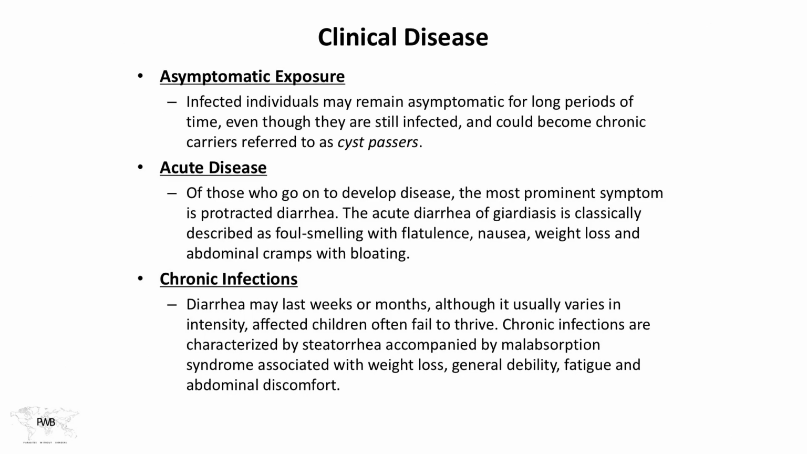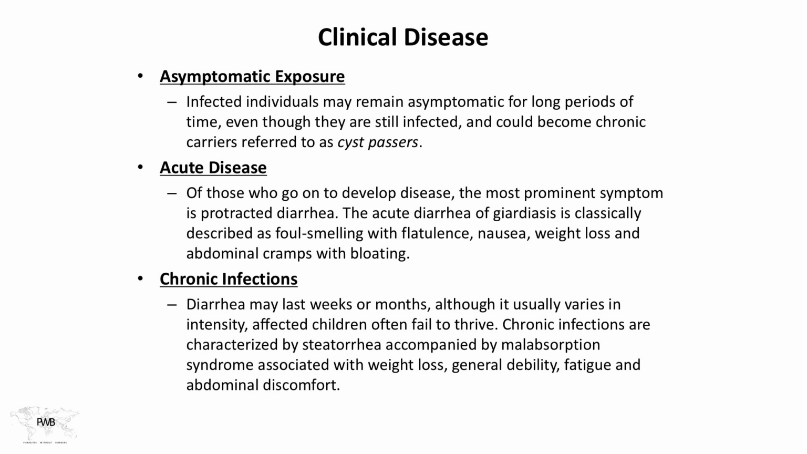Now, we're going to talk a little bit about the clinical disease with Giardia. I break it down into 3 different groups. There's asymptomatic exposure, and really a lot of individuals may get infected, but they'll go for periods of time without any symptoms. They'll remain asymptomatic for long periods of time, even though they're actually infected. And some of these people, though exhibiting no symptoms, can become chronic carriers and actually be passing the cyst.